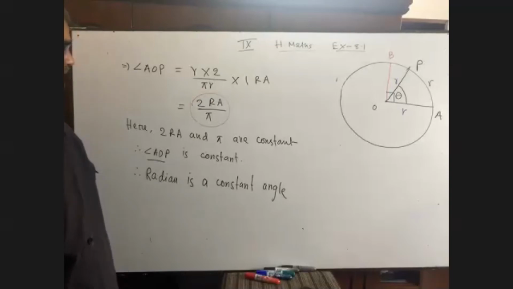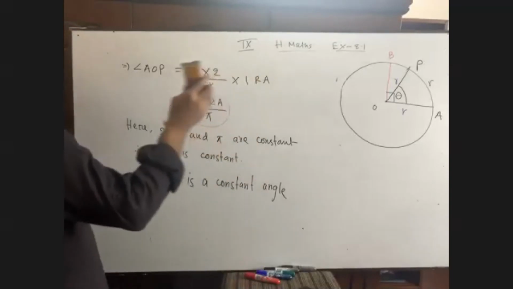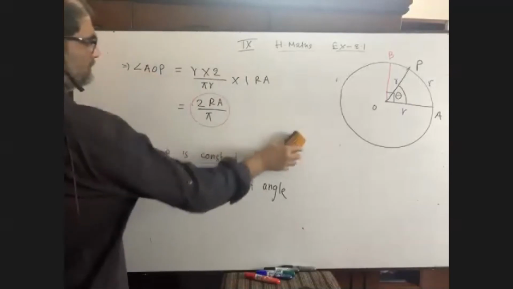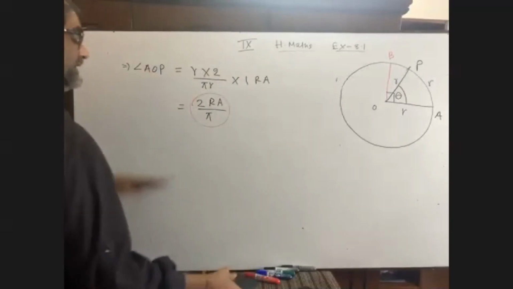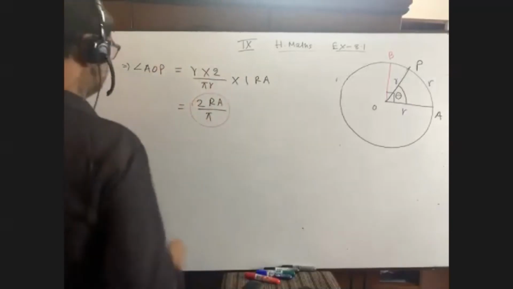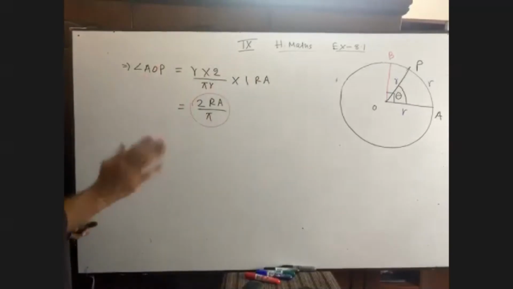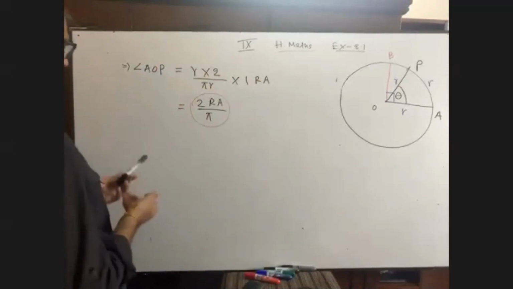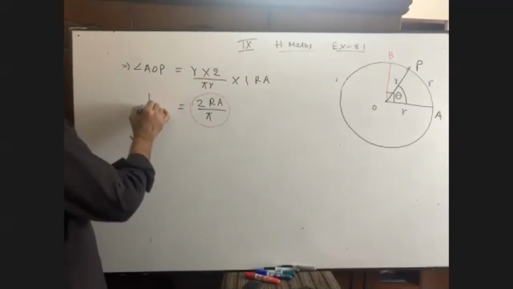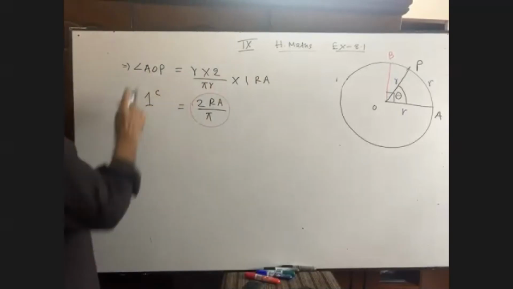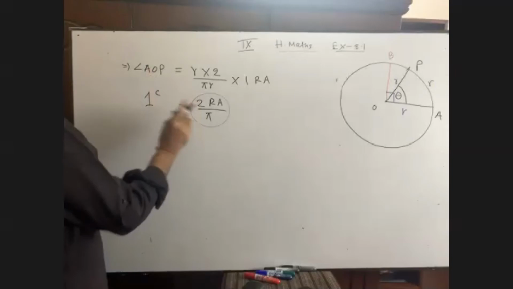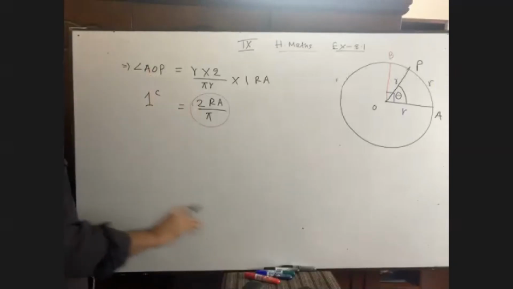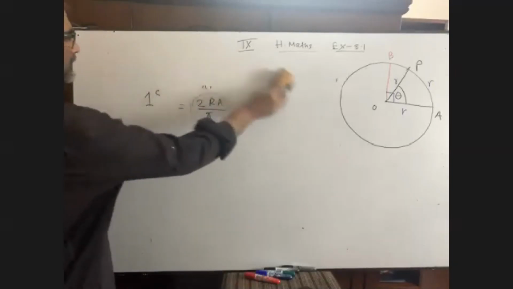Yes, sir. Done. That's good. Now you see, the math is done. Now another thing. Angle AOP equals to what? 1 radian. I have told you again and again. That is 1 radian. Angle AOP is 1 radian. It is equal to this, right? So we are done.